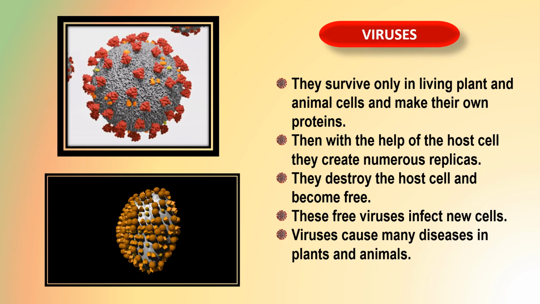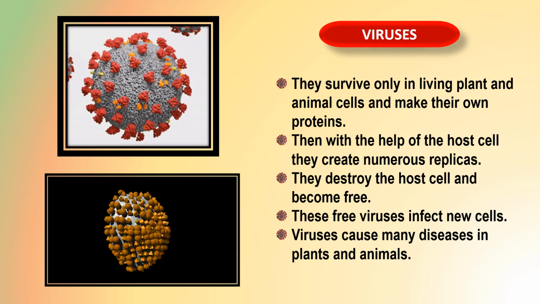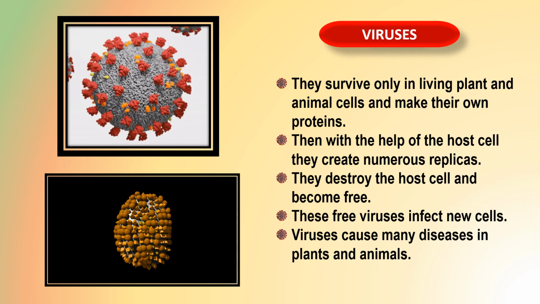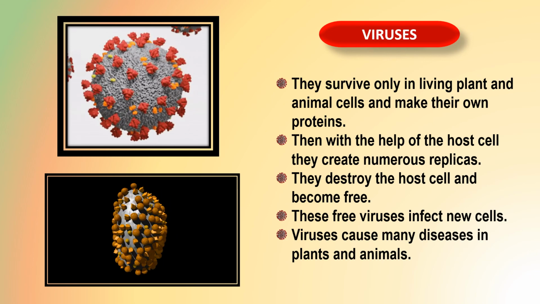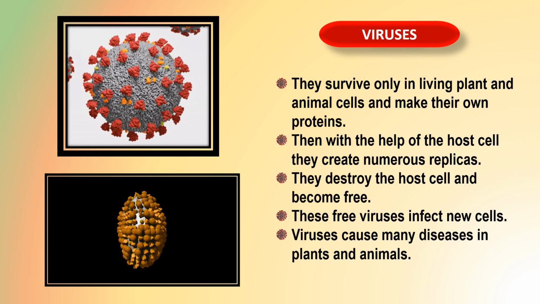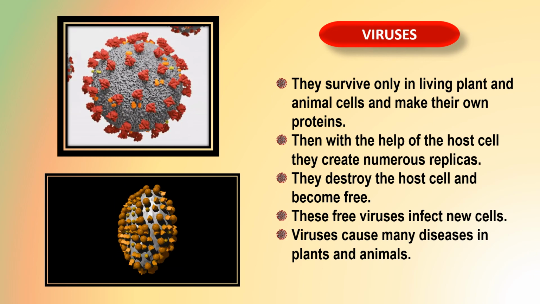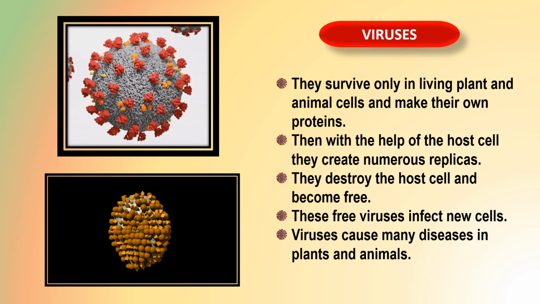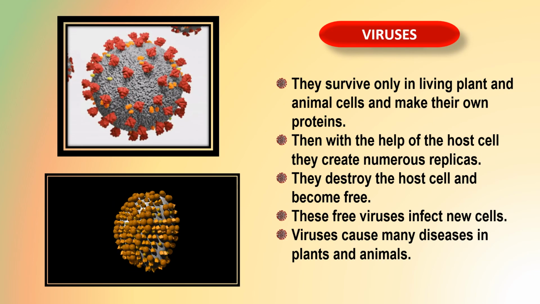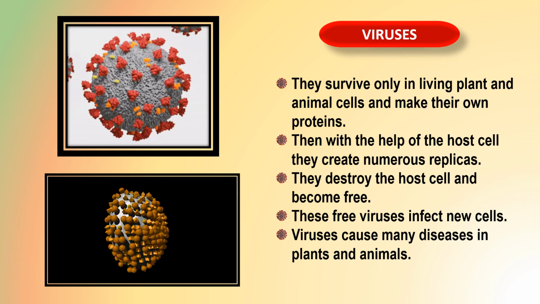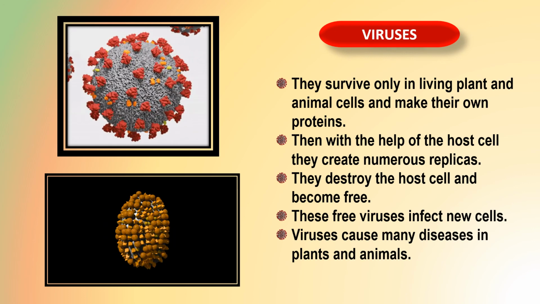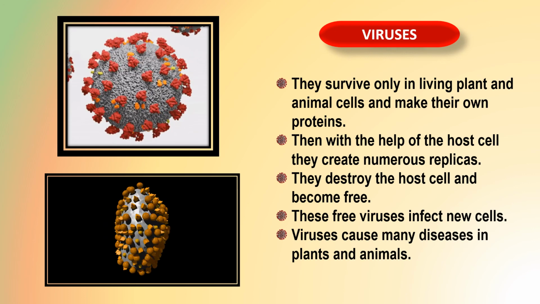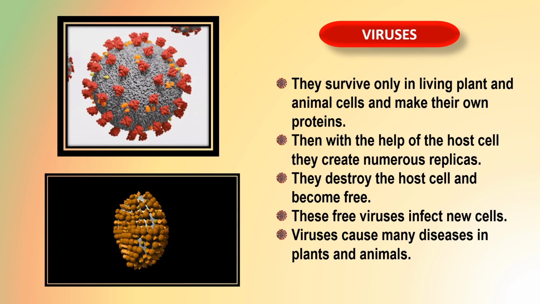You can see here this brown color structure of a virus of influenza, and the top one, that is the gray and red virus, is the dangerous coronavirus that is affecting the entire world today. So they are so minute, but they can cause very dangerous diseases.